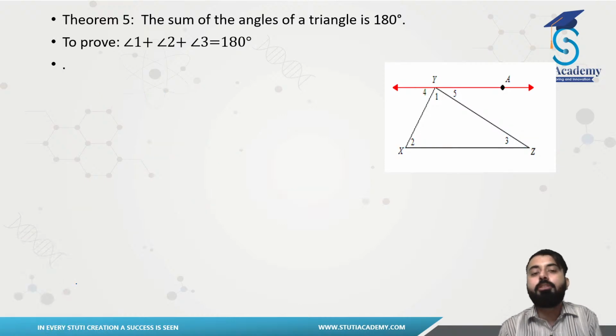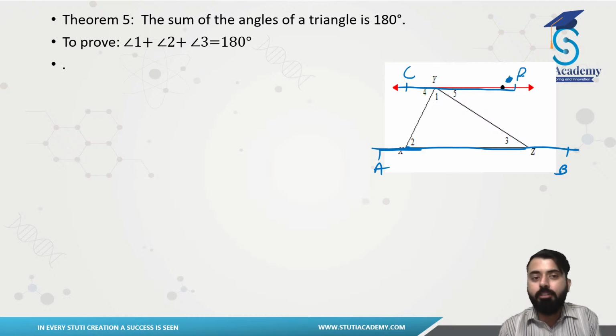Let me just do it again. I know this line right here is parallel to this one. I'm going to extend the lines on both sides. Let's name this one AB and this one CD. Now this angle 4 will be the same as this angle 2. The lines are parallel and this is the transversal, so they are alternate interior angles. So first of all, we deduce that angle 2 is the same as angle 4.